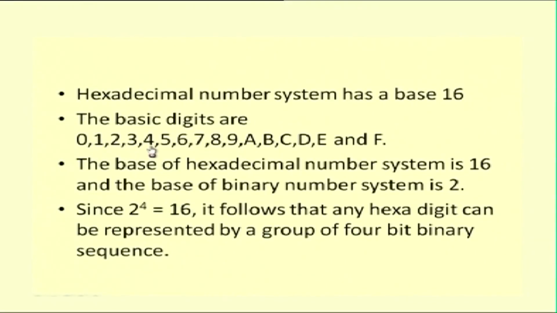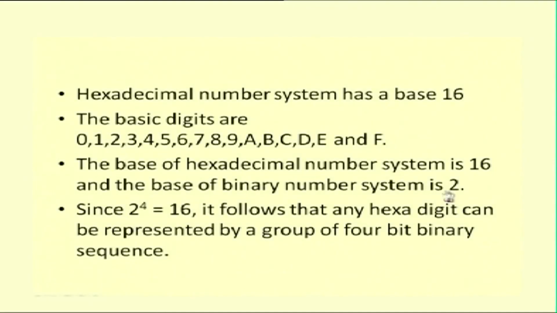So, what is the hexadecimal number system? In the hexadecimal number system, we have 16 digits. The 16 digits are 0, 1, 2, 3, 4, 5, 6, 7, 8, 9, then 10 is written as A, B, C, D, E and F. These are all hexadecimal digits, and it has 16 digits, so it has a base of 16 or radix of 16. Like in the binary number system, the radix is 2. And we know that 2 power 4 is 16. So it follows that any hexadigit can be represented by a group of 4-bit binary sequence.